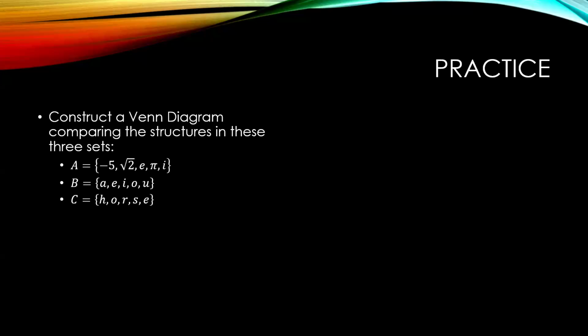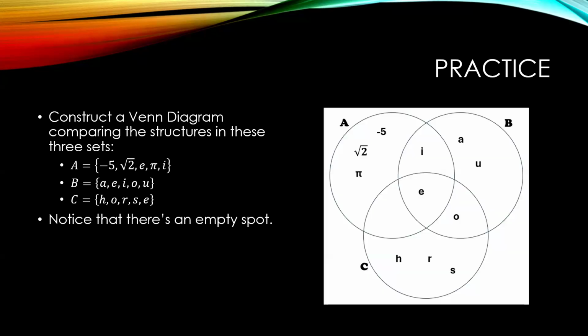Here's practice. Construct a Venn diagram comparing the structures in these 3 sets. If you'd like, pause the video and give it a shot, and let's see what we get. In this case, we have set A, which has -5, square root of 2, e, i, and pi. Set B has A, E, I, O, and U. And set C has H, O, R, S, E.